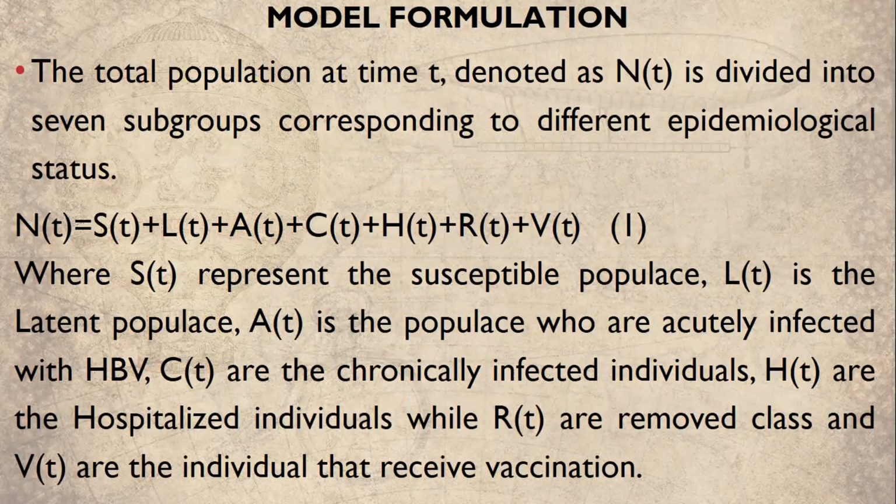The total population at time t, denoted as N(t), is divided into 7 subgroups corresponding to different epidemiological status. N(t) is S(t) plus L(t) plus A(t) plus C(t) plus H(t) plus R(t) plus V(t), where S(t) represents the susceptible populace, L(t) the latent, A(t) the acute, C(t) the chronically infected individuals, H(t) the hospitalized individuals, while R(t) are the removed individuals, and V(t) are the individuals that receive vaccination.